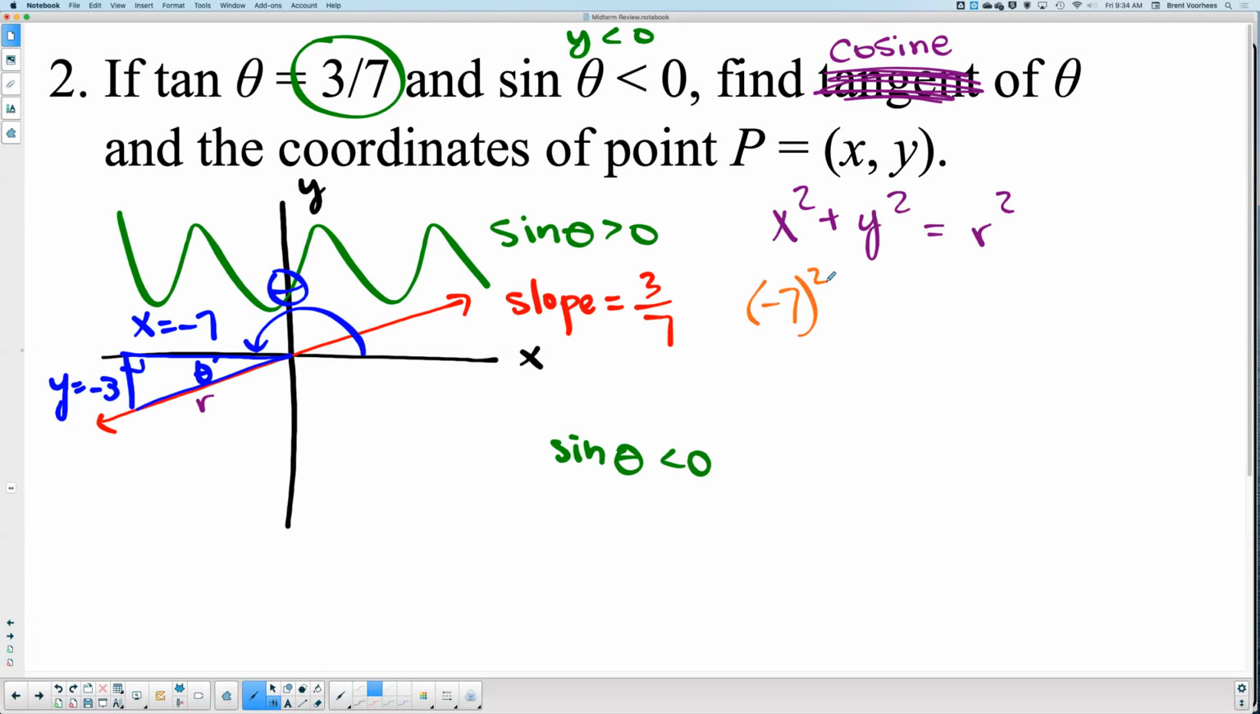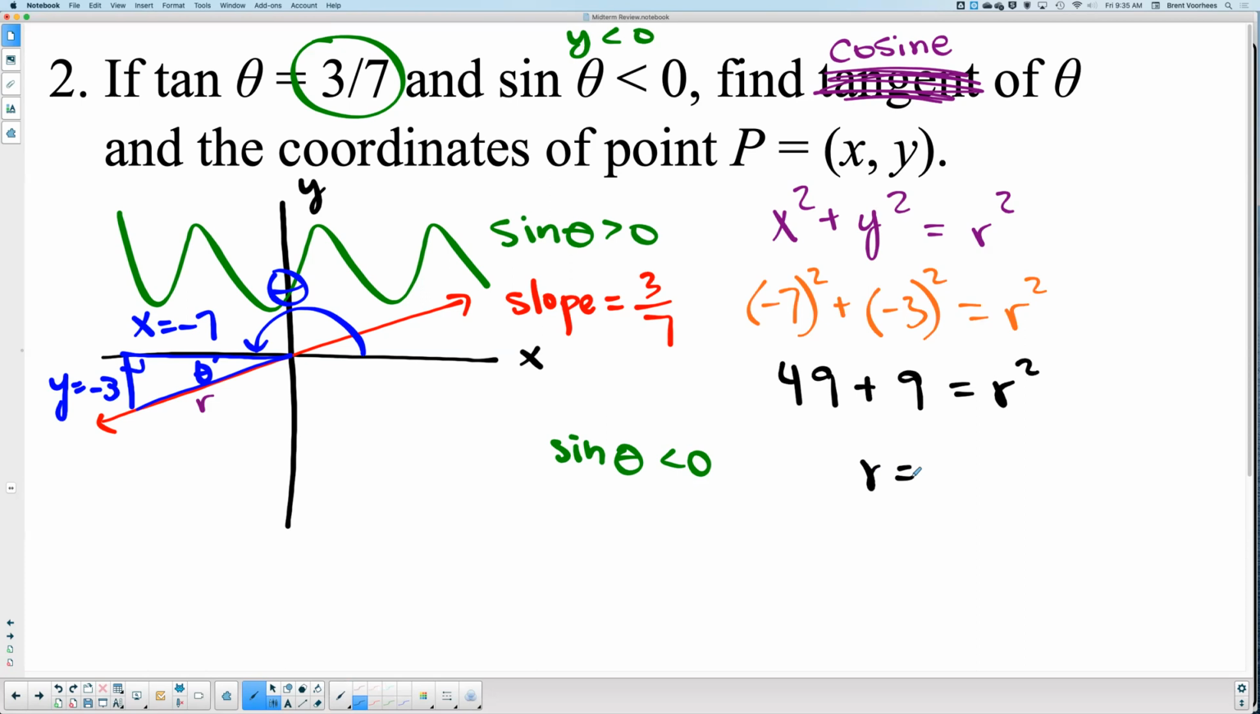Math goes PEMDAS, which means it does the parentheses first. You need to make sure you put parentheses if you're ever using a calculator with negatives, because it'll treat the negative as a multiplication and do the power first. So it would square 7, get 49, then make it negative, which would be wrong. But let's do it as if it's not a calculator. What is -7 times -7? Positive 49. -3 times -3. Positive 9. You add those together, we get 58.